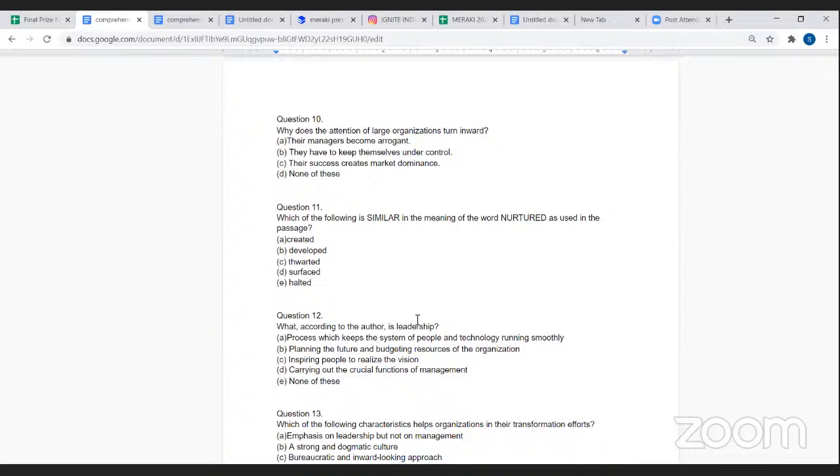Next one. Which of the following is similar in the meaning of the word nurtured as used in the passage? Also, for turn inward, you can use the word introspection. However, we're on question 11. Option B, developed.